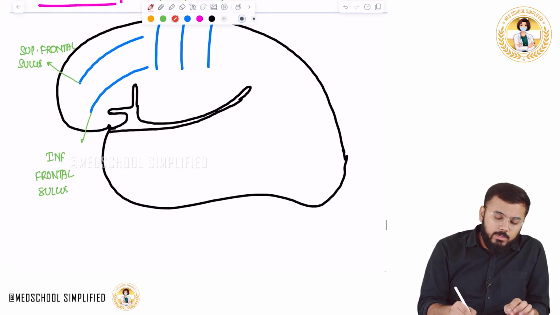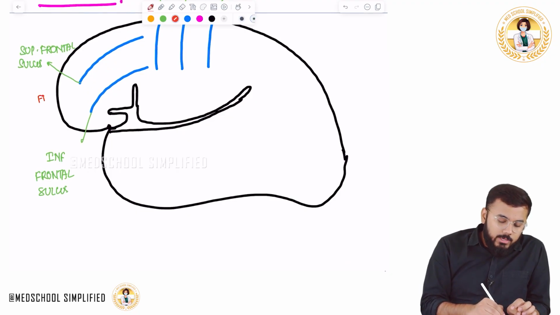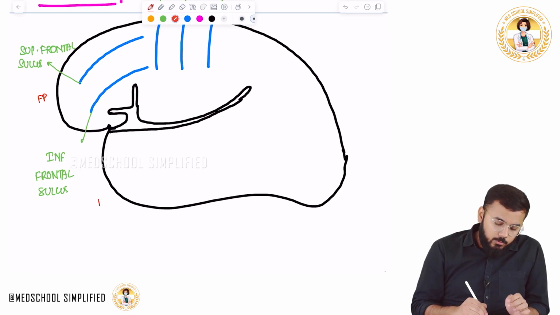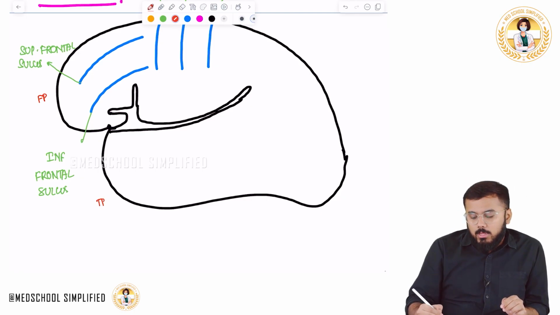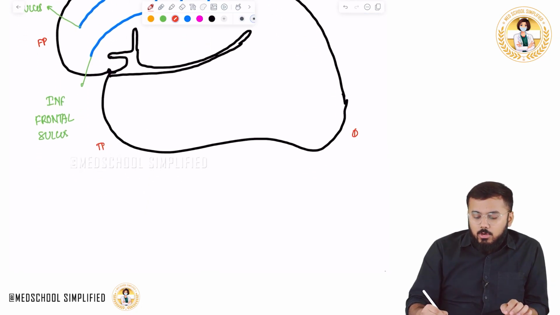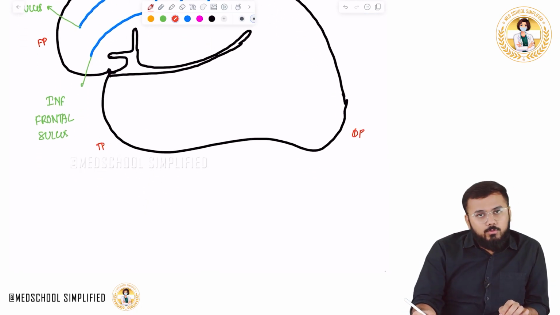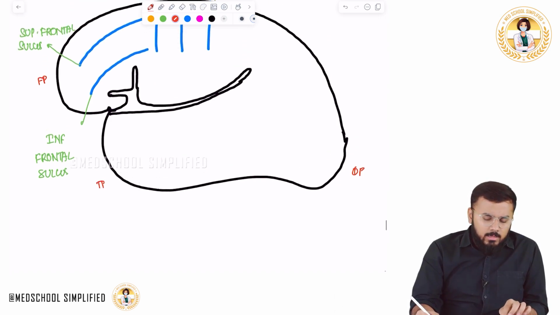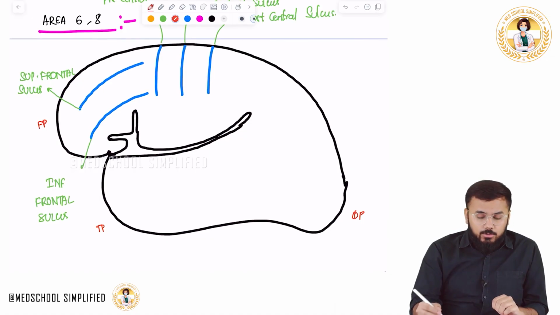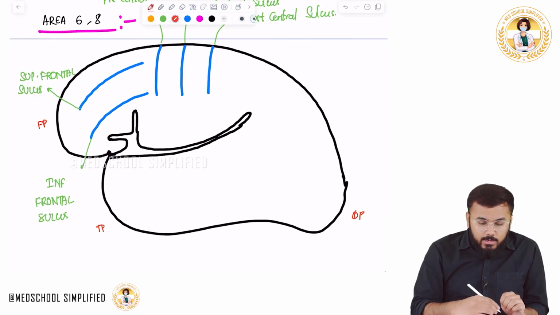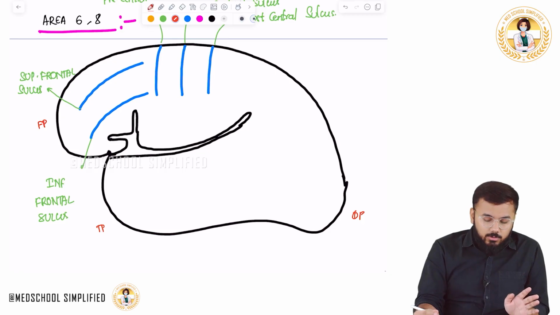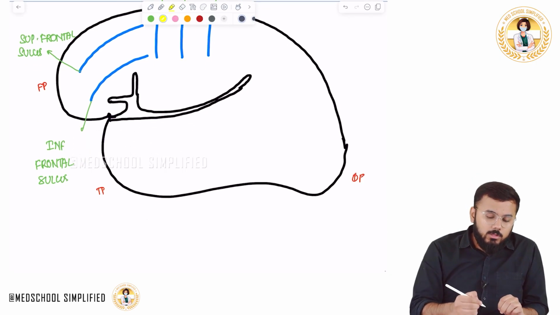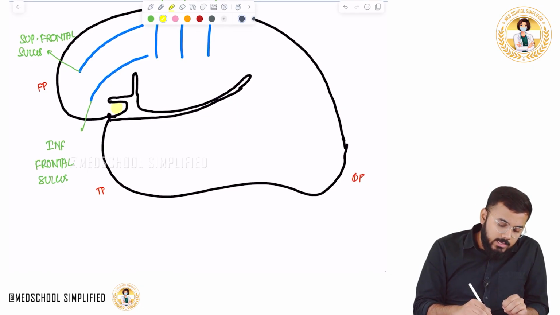Last important thing you need to know here is that this pole over here is called your frontal pole. This pole over here is called your temporal pole, and this one on the back is called your occipital pole. So there are three poles: frontal pole, temporal pole, as well as occipital pole. Now, the next important thing you need to know regarding this picture is that there are three important areas. What are those three important areas? For example, you see this gap over here.